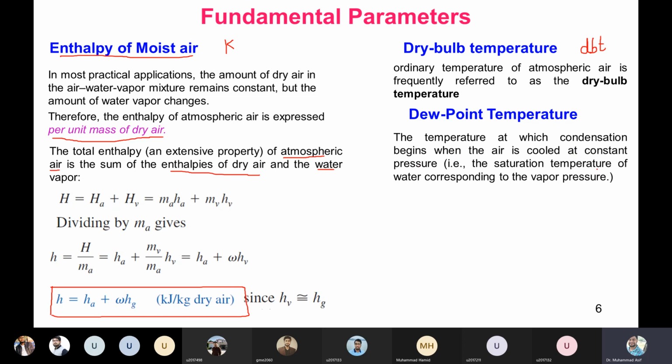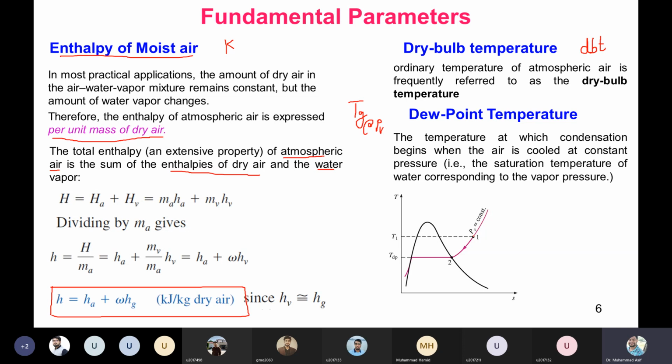This is basically the saturation temperature of the water vapor corresponding to vapor pressure. As you know, if you recall, this is basically the T_g, the saturated temperature of the water vapors at the corresponding P_v, the corresponding vapor pressure. I mean, on a T-s diagram, let's say, let's take the example of today.